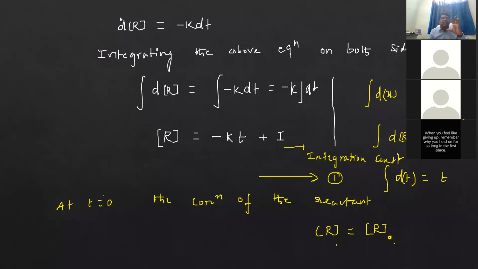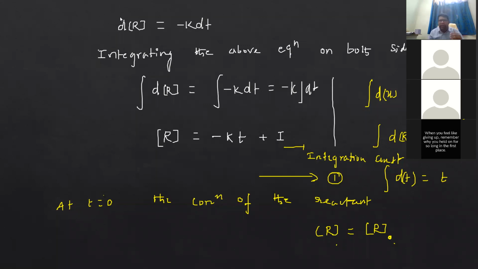Afterwards, integrating the above equation on both sides. So d of concentration of R is equal to minus K dt. The integral of dx is equal to x, so the integral of d of concentration of R is similarly R. Integral of minus K, integral of dt is equal to t. That means minus KT plus I. This is the integration constant.